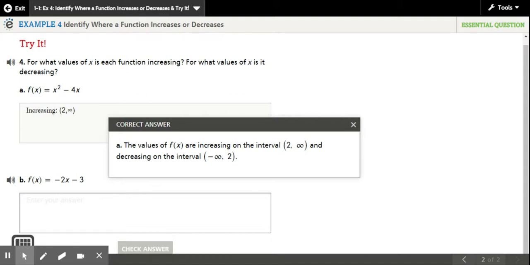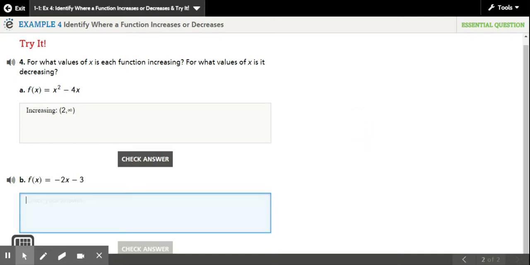Okay. The entire graph, it's a line, right? So lines are either going to be increasing the whole way, decreasing the whole way, or they are horizontal, which would be constant, or vertical, which would be neither. In this case, the slope is negative, so it's decreasing. So for this one, I would say the function is never increasing, and it is decreasing for all values of x.